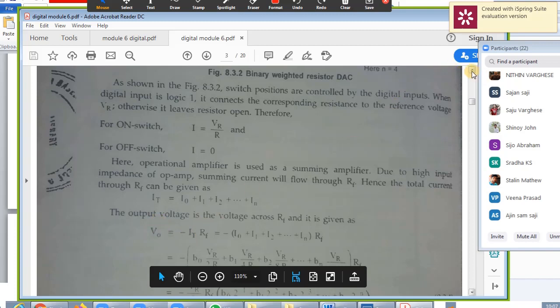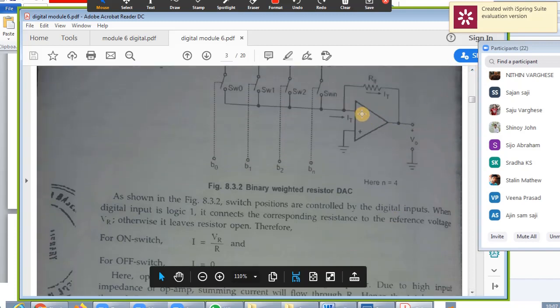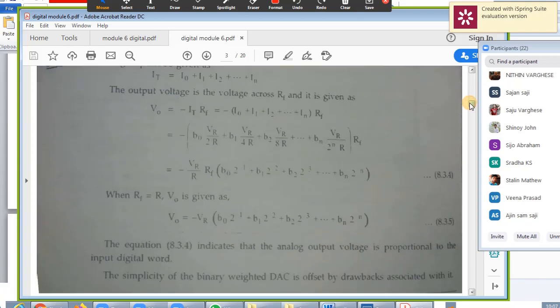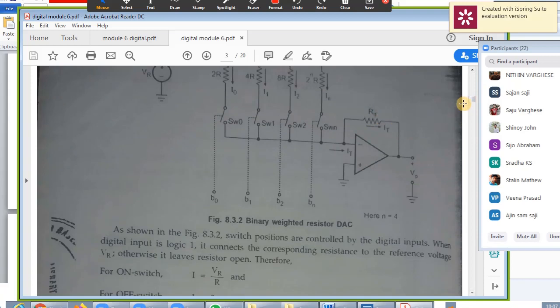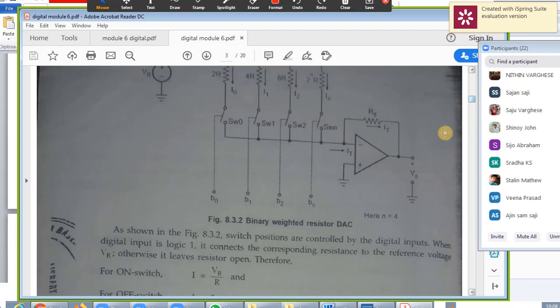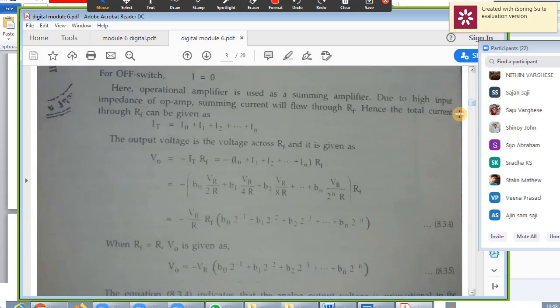So we know the op amp. This is the op amp, no? The op amp equation you already studied. That is V0 equal to minus RF, the feedback resistance RF, into IT. So this is the op amp equation: V0 equal to minus feedback resistance RF into IT. This is the output voltage, the analog voltage: V0 equal to minus IT RF.